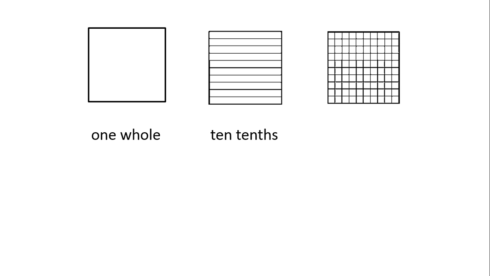So if we think about what we talked about with fractions, it was really important to know how we identified a whole. Let's imagine that this square represents one whole. If we divide that square up into 10 equal pieces, then we have 10 tenths. And if we divide that whole into 100 equal pieces, we have 100 hundredths. Well, tenths and hundredths are decimal numbers.